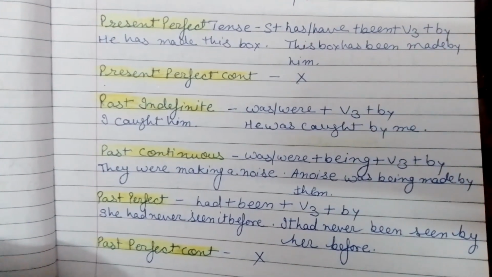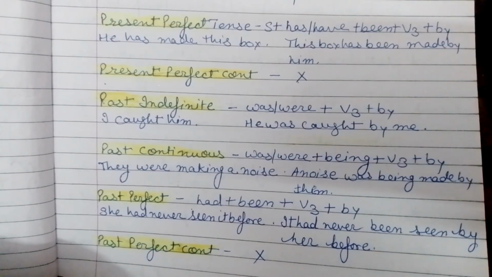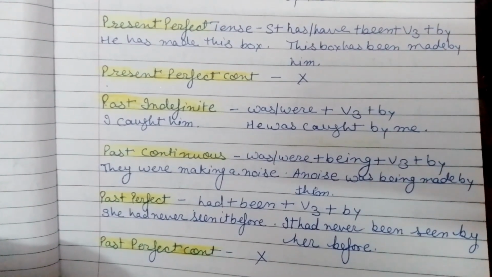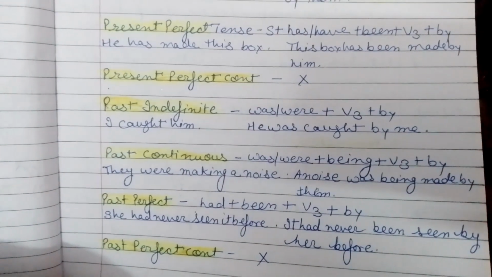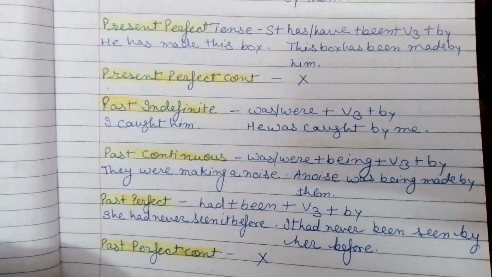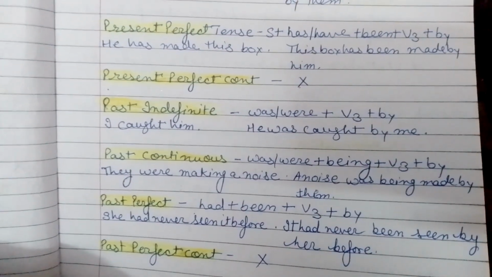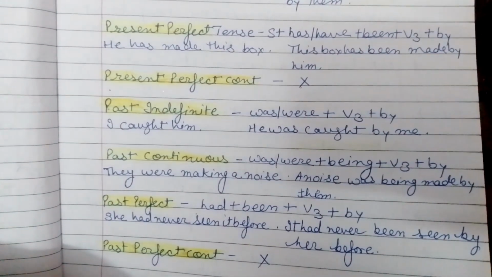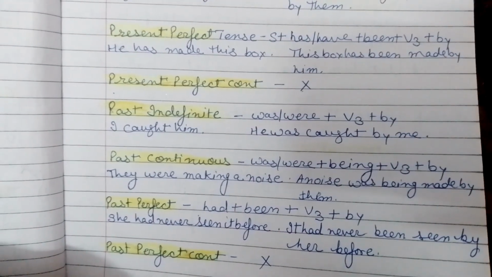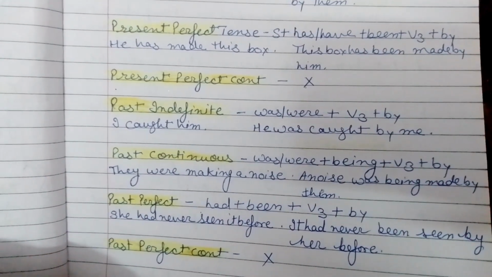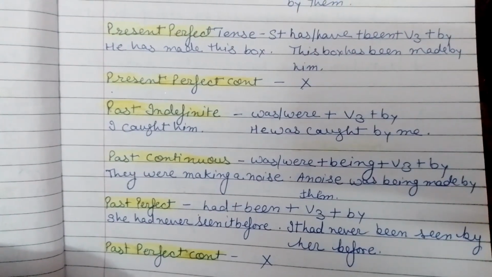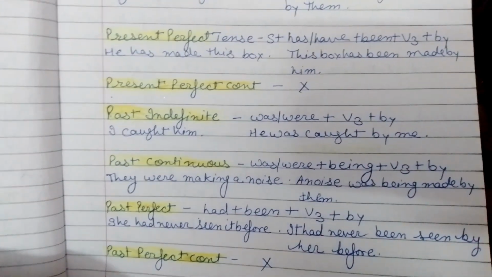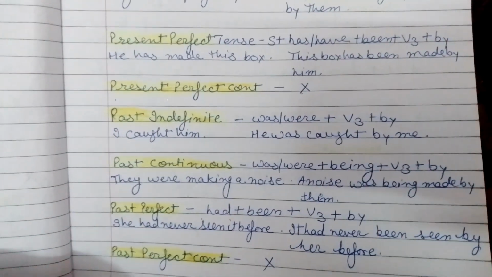Next we have past perfect tense. She had never seen it before. It had never been seen by her before. We will use had plus been plus V3 plus by. Next we have past perfect continuous. We do not have any passive form of this tense also.